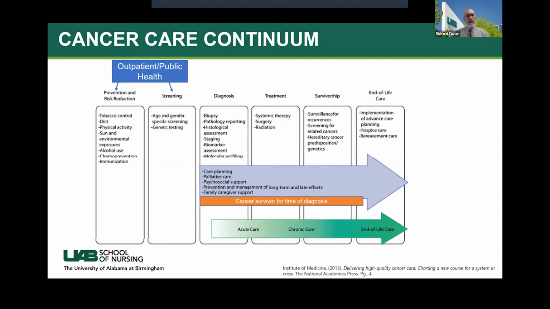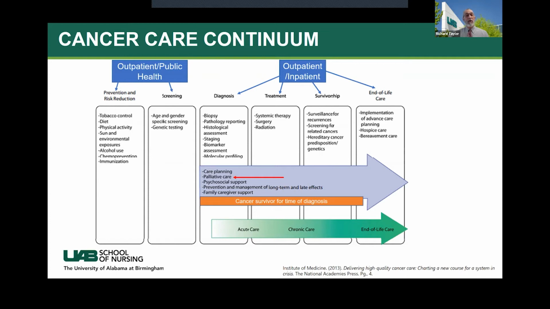A cancer survivor is a survivor from the time of diagnosis all the way through. So these diagnoses, treatment, survivorship, and end of life occur at inpatient and outpatient settings. Obviously, if the patient is inpatient, they would get a lot of these things done. Oftentimes, the patient is put into treatment inpatient. So this occurs both in these areas here.